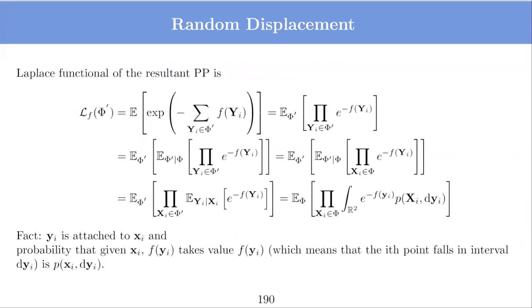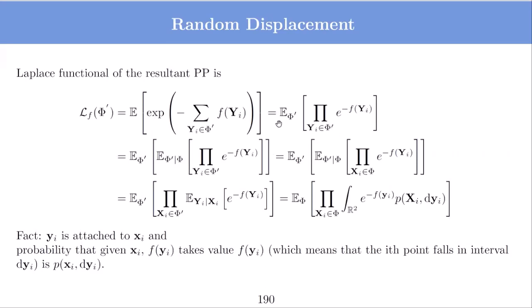Again, we go back to the Laplace functional. The Laplace functional of the resultant point process is given by this. This is the expectation of exponential of minus the summation over all points of phi dash of f. Now what I do here is I first convert it to a product form. So this will become E over phi dash of the product over all points of e to the power minus f(y_i).